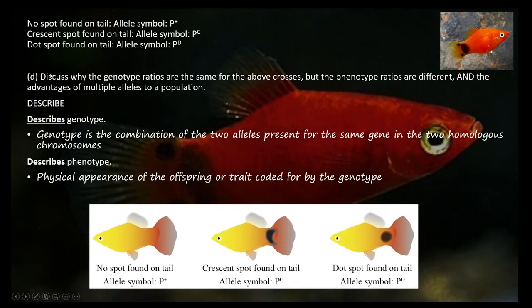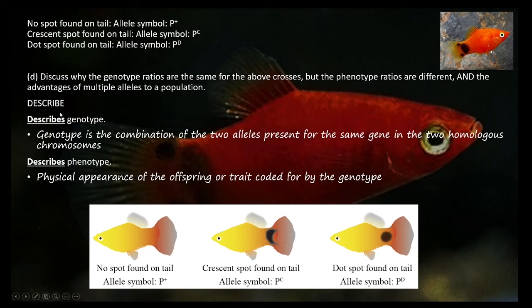Okay, so then we move on to the excellence part of this question, and the reason why we know that it's excellence is because it starts with the word discuss, and excellence is always discuss or compare, and it's where we go that little bit further. Okay, so we know that when we answer any biology questions, we always start with the definitions. So discuss the genotype ratio for the above. Discuss why the genotype ratios are the same for the above crosses, but the phenotype ratios are different, and the advantages of multiple alleles to a population.